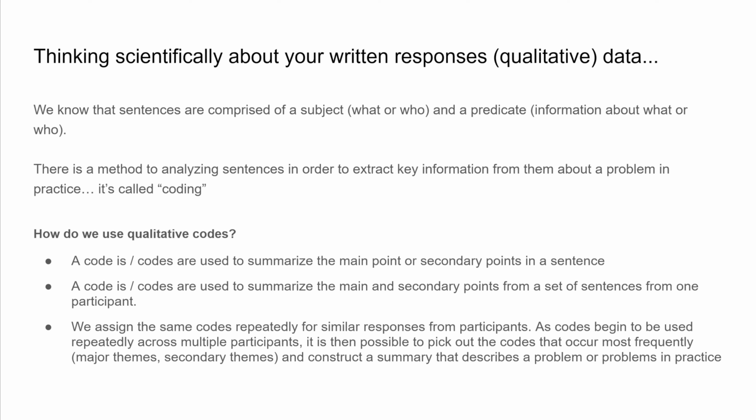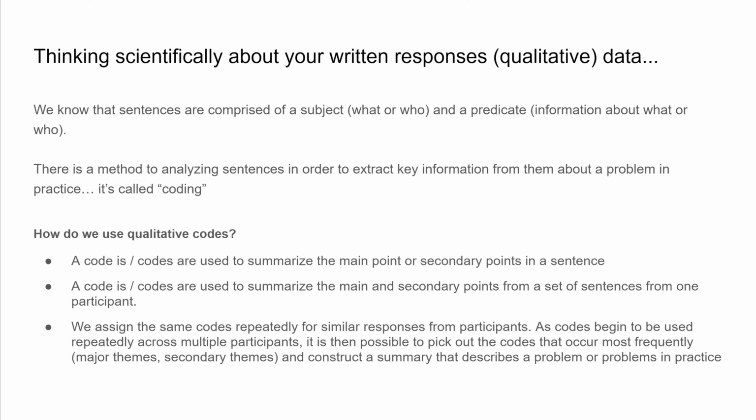And you might be asking yourself, okay, well, qualitative coding, analyzing, what are these codes and how do I use them? So a code can be a few different things. A code or codes could be used to summarize the main point or secondary points in a sentence. So you might use a code to explain the main point of a sentence, or the main point and secondary points of a sentence. You could also use a code to summarize the main or secondary points of a set of sentences or a paragraph even.